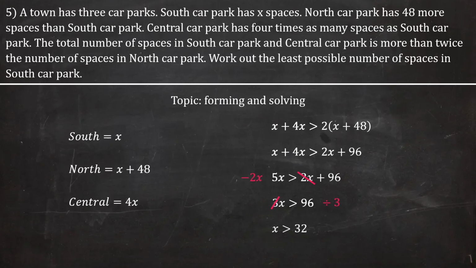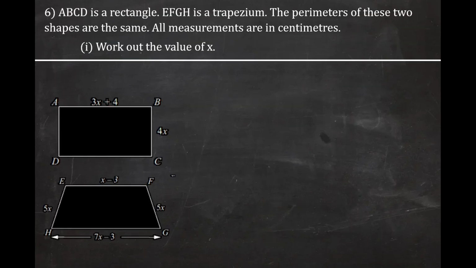Not done yet, because the question is asking the least possible number of spaces in south car park. So if it has to be greater than 32, the least amount of cars is 33. Done.